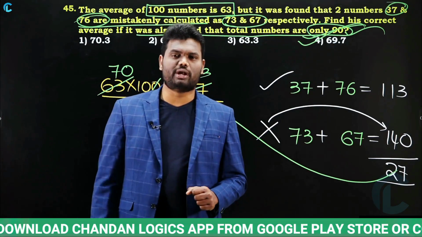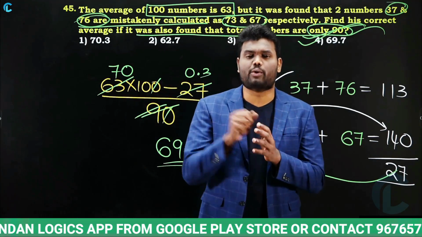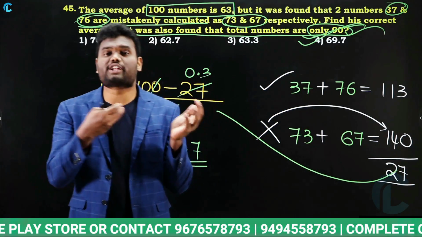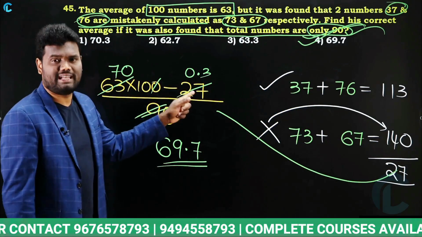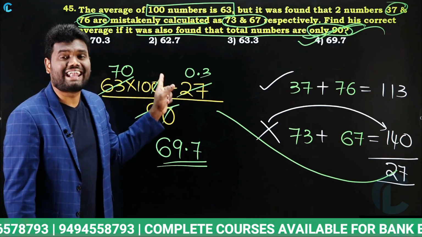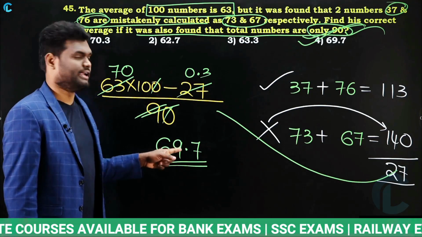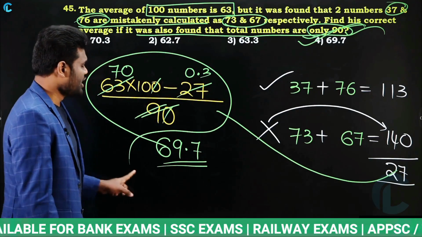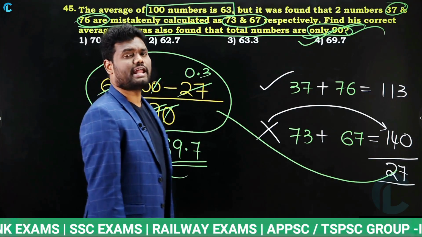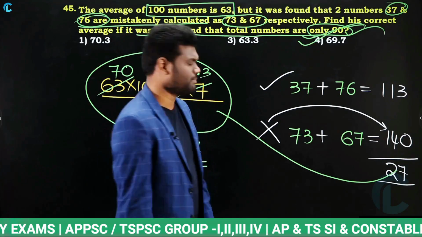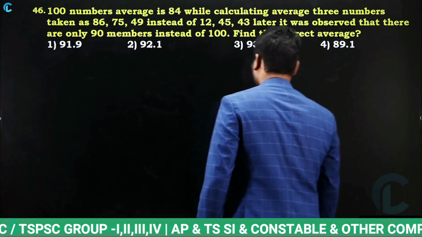The 100 numbers sum is going to be 100 into 63. Why? Because the average is 63. Now from this, I need to subtract 27. When I subtract 27, now this is going to be the 90 numbers sum. As I need to calculate the average, divide by 90. When you calculate this, you are going to get the answer as 69.7 as the correct average for the 90 numbers. Okay, let us look at the next one.